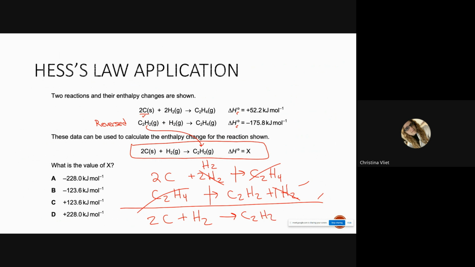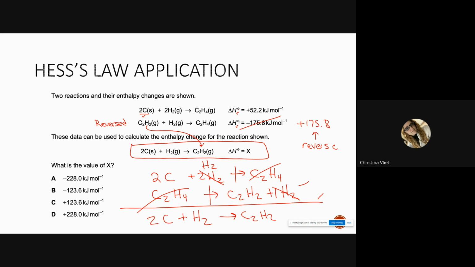All right, so let's talk about the math. They're asking for a number here. They're asking for what is the enthalpy of these combined reactions. We had to reverse this second reaction to make this work out. What do you think happens to this delta H here? The positive. Instead of being negative, this would change to positive 175.8 because we had to reverse the reaction.